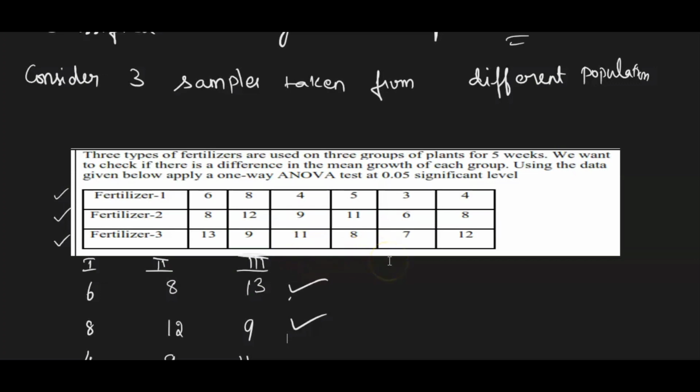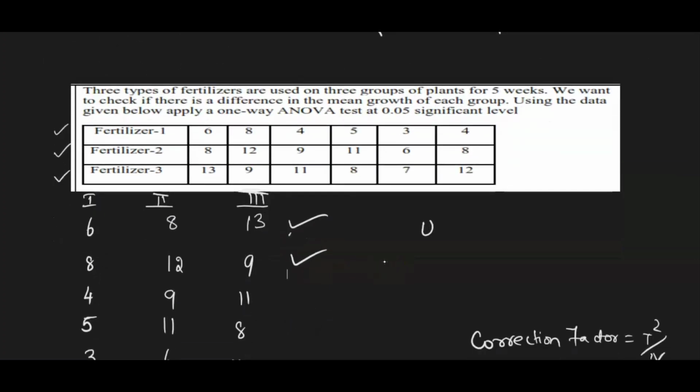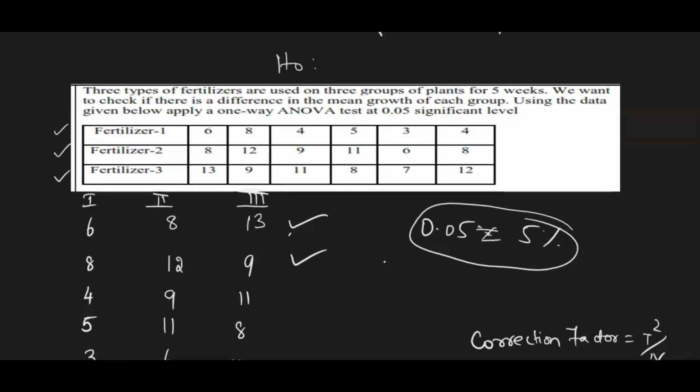So we are checking only the difference between the columns. They have asked to apply a one-way ANOVA at 0.05 significance level, which is nothing but 5% significance level. So when you are finding the values from the table, you have to find the 5% significance level to compare the values. So how to fix the null hypothesis H0? I am assuming that the mean of sample 1 is equal to the mean of sample 2 is equal to the mean of sample 3. So this is my null hypothesis. All the means are equal.